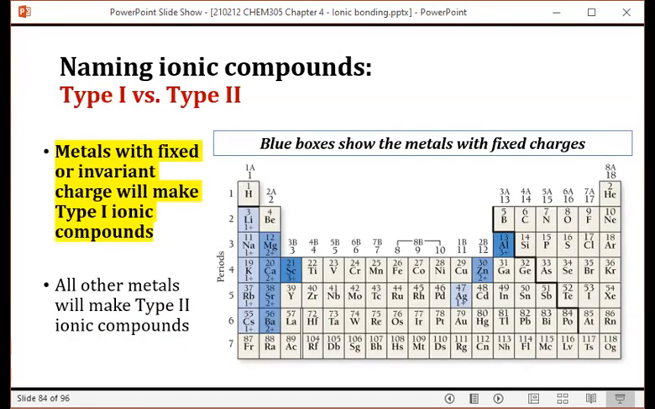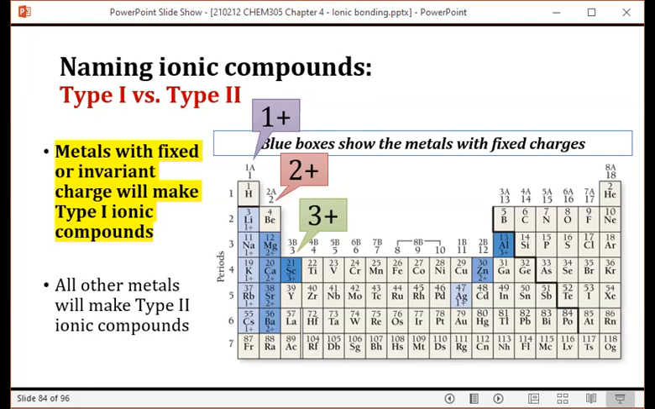So to figure out type 1 versus type 2, it depends on where the metal is located on the periodic table. The metals that are highlighted in blue here are all type 1 metals. They always have the same charge. Here, the metals highlighted in blue in the first column of the periodic table, starting with lithium, always have a charge of +1. The next column over, starting with magnesium, those metals always have a charge of 2+. And then scandium always has a charge of 3+.